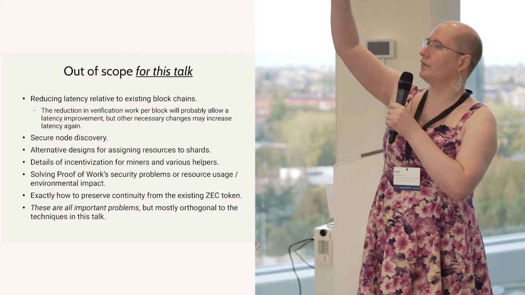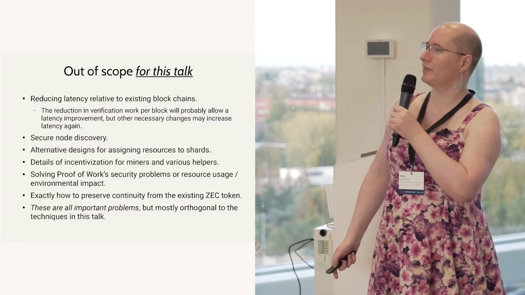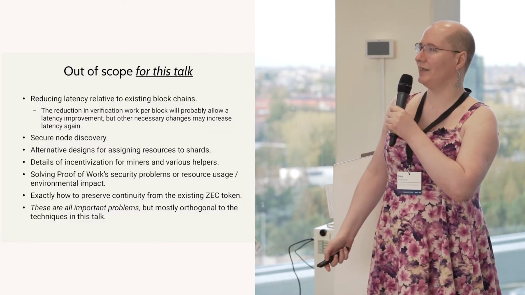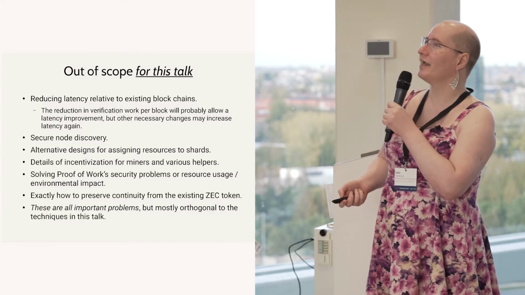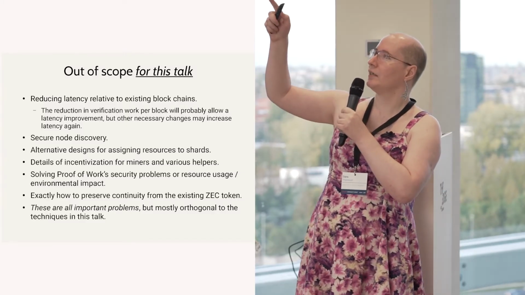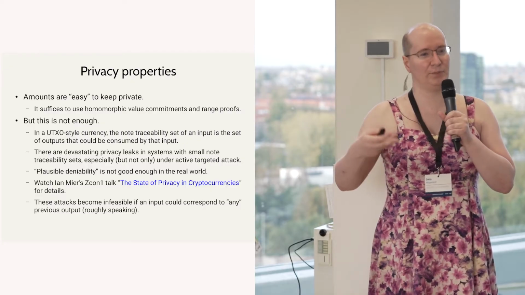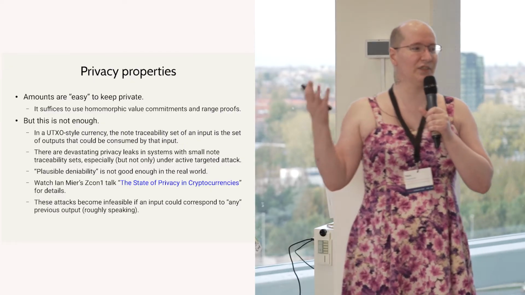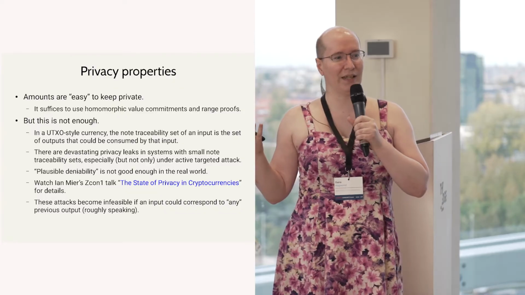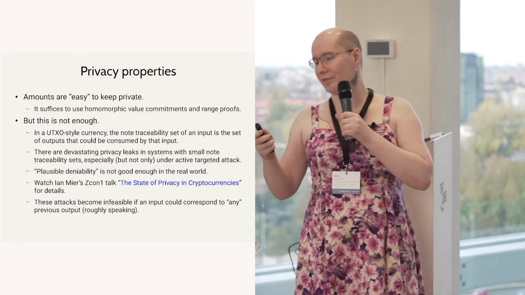So all of this stuff is out of scope just because it's too complicated to explain in half an hour. If we just wanted to hide amounts, then we would use Pedersen hashes and do something like confidential transactions, but that's not enough. We want to hide the transaction graph.